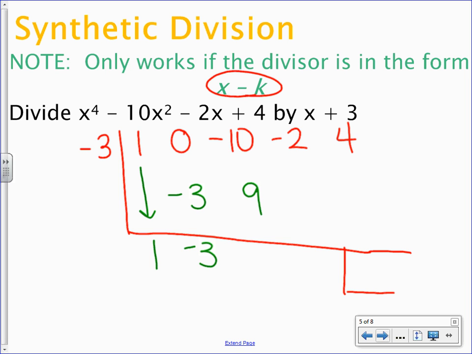What do we do with the column? Add. Negative 1 times negative 3. We add to get 1. 1 times negative 3, we add to get 1.